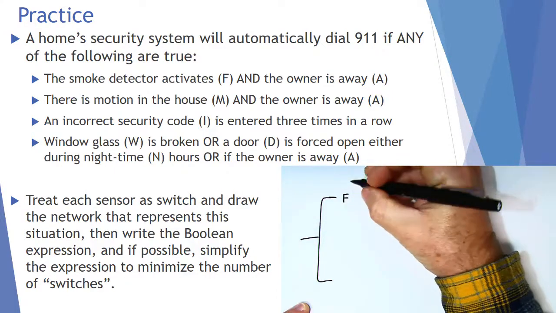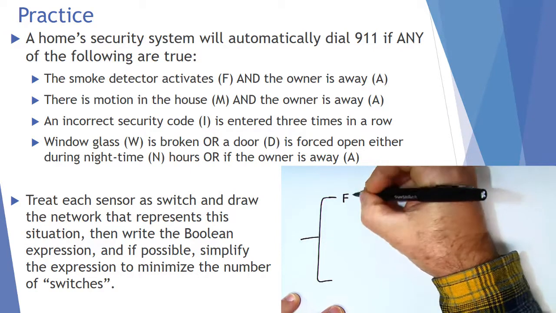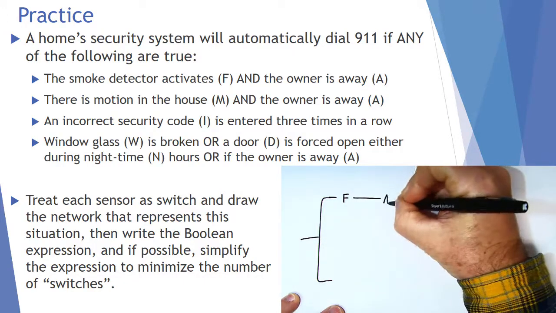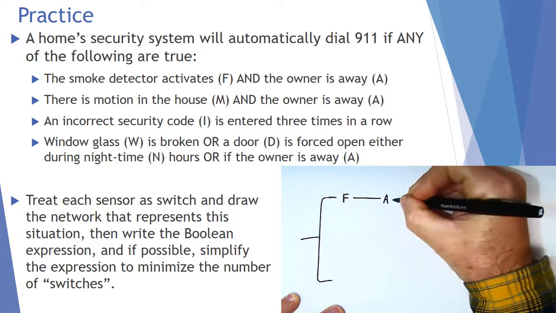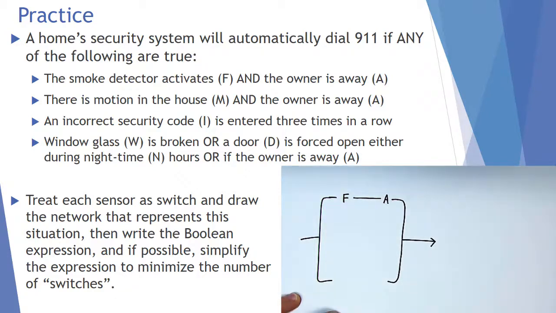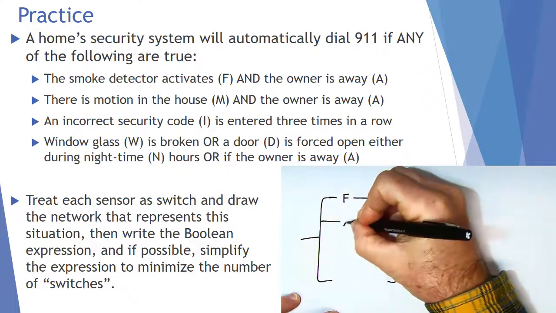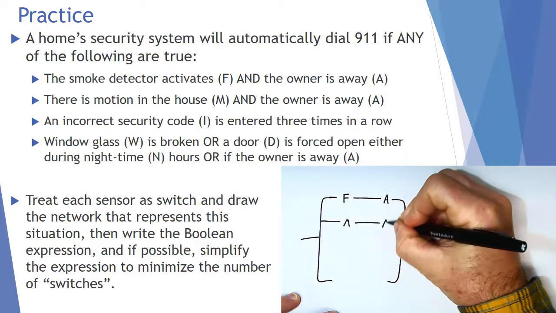The first thing that could trigger a 911 call is if the smoke detector activates, that is to say we think there's a fire, and the owner is away. Okay, so they would have to both be true in order to activate a 911 call. There's one path that could trigger a call. Another path is that there is motion in the house and the owner is away. So we could have motion and the owner being away.